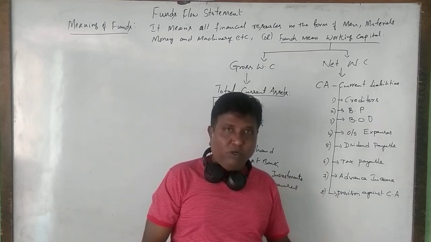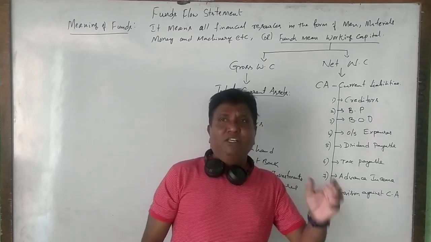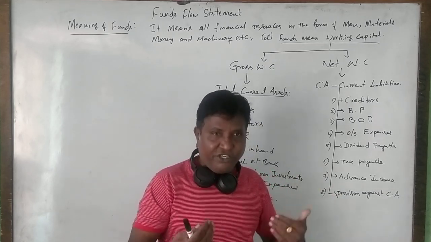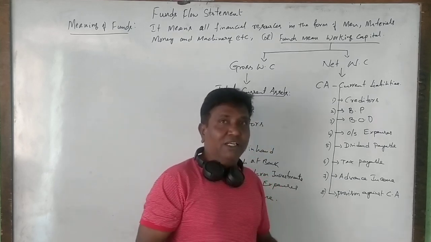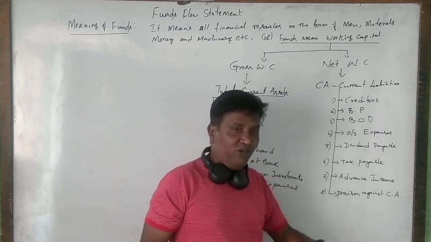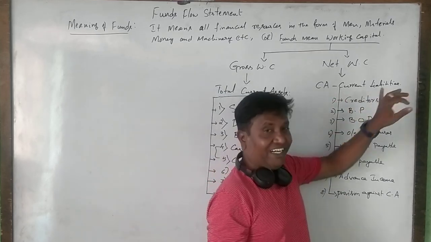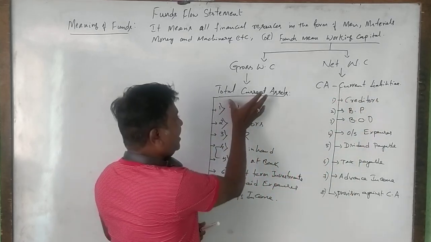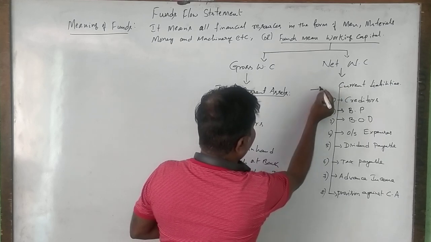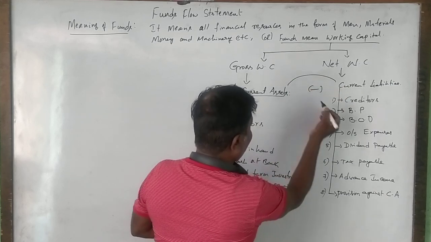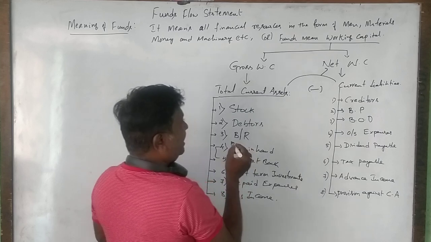May not be good debtors. Every business will have some kind of risk in collection of debts. If any debts become bad, we need to keep such a bad debts provision also. That is also considered as a current liability. Now, current assets minus current liabilities is called net working capital.